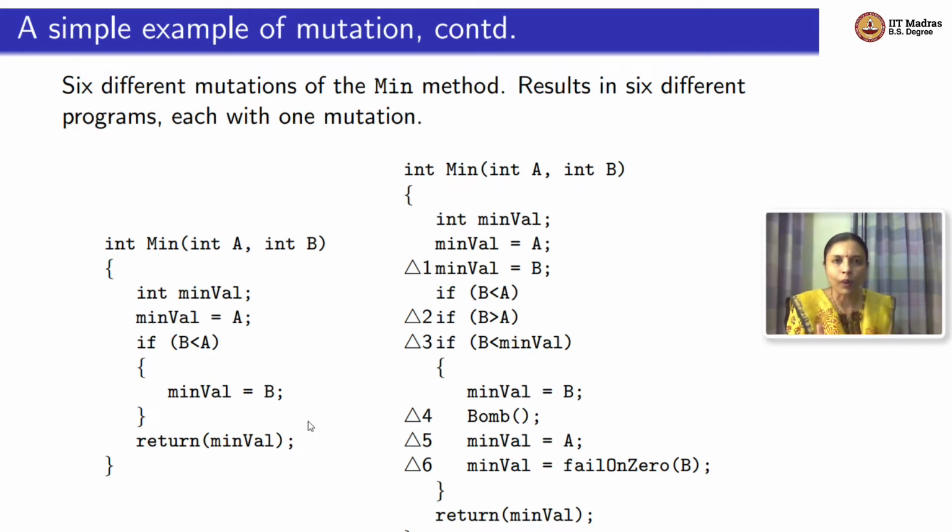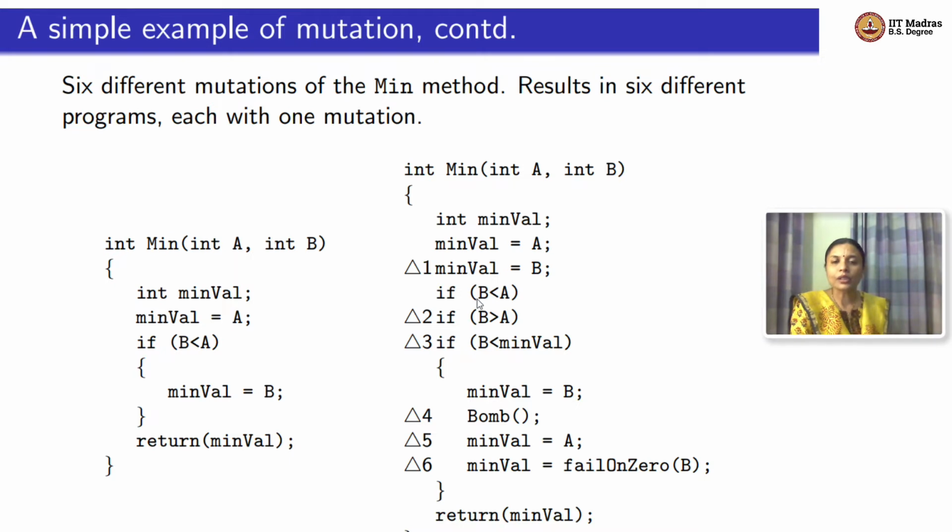They're all squeezed into one code. How do I read this as representing 6 different mutants? The way you read it is these delta 1, delta 2, delta 3, and so on up to delta 6. Those are the specific statements that are replaced. So delta 1 represents the first mutant, where the statement min_val equal to a is replaced with min_val equal to b. So make a copy of this program. Instead of the statement min_val equal to a, consider the statement min_val equal to b. That will give you the first mutant. That's represented by this delta 1.